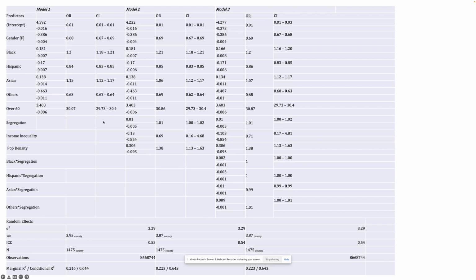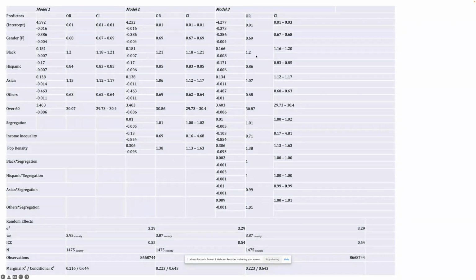Model 2 has segregation, income inequality, and population density added, which shows that segregation is associated with 1% more likely to die if somebody lives in segregated counties. Income inequality has no effect, so it is not statistically significant. And population density, as expected, 38% of people living in areas with a high population density are likely to die of COVID-19. The third model, slight changes, but not much as compared to Model 2.